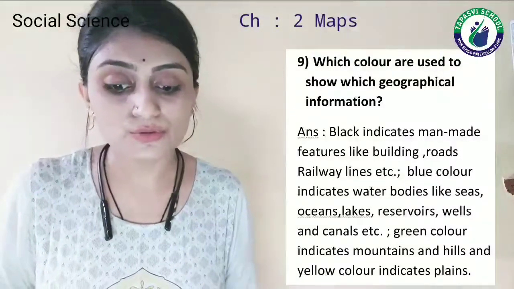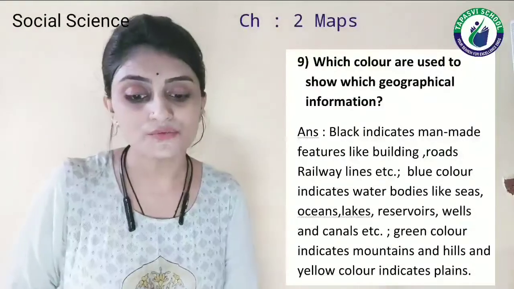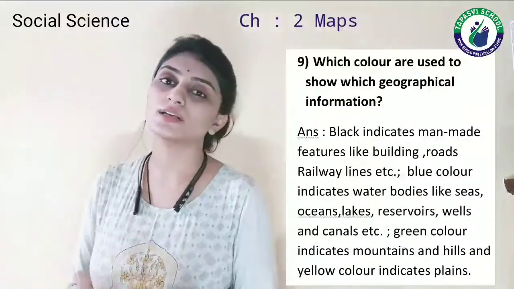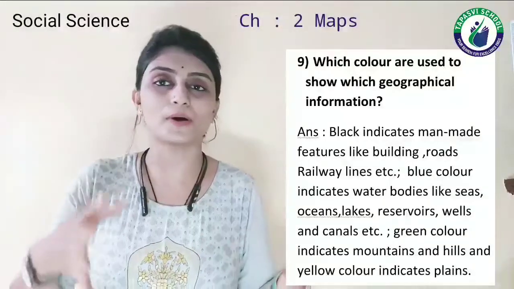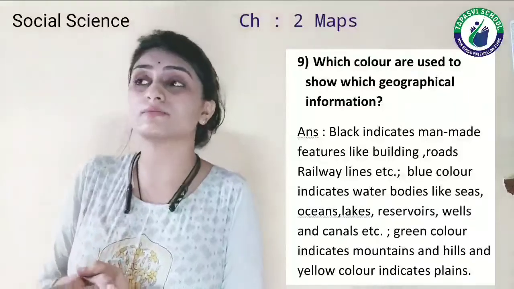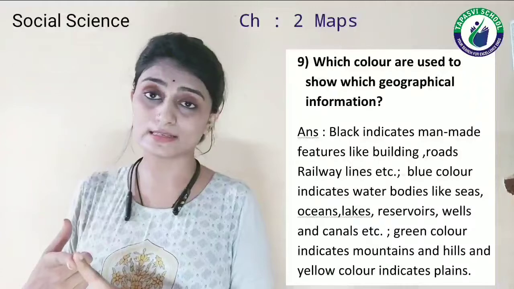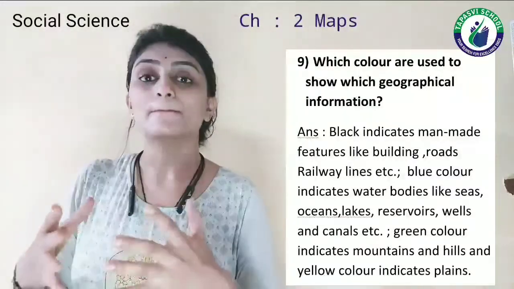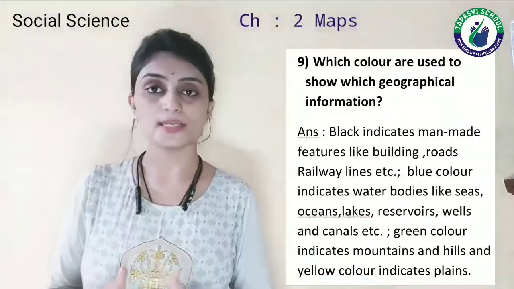So next is, which colors are used to show which geographical information? Okay, as we have discussed earlier, the different kinds of colors indicate the different parts of the earth. Like black color indicates the different man-made features like roads, railways, buildings. Okay, this kind of thing which is made by man, black color indicates man-made things.